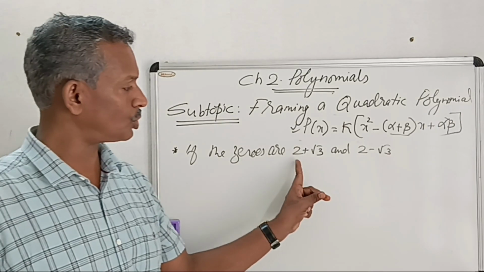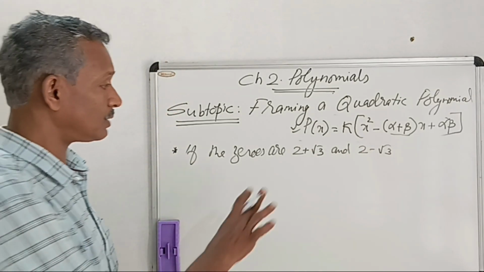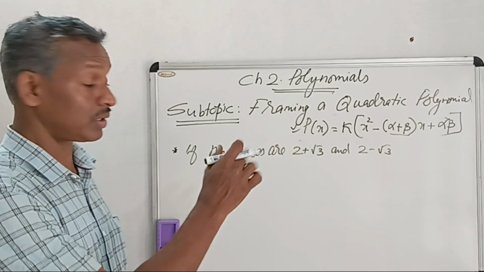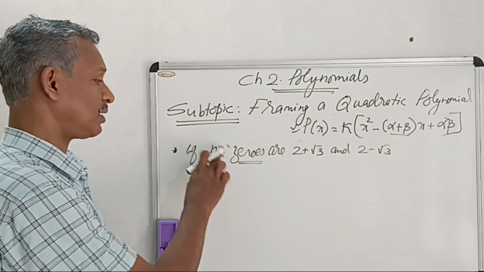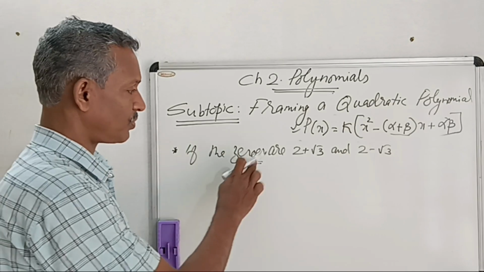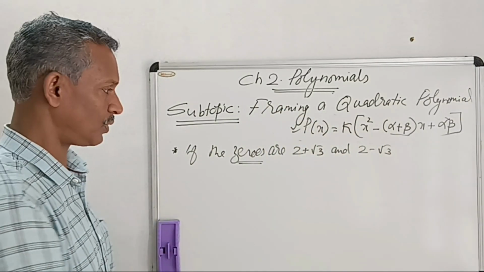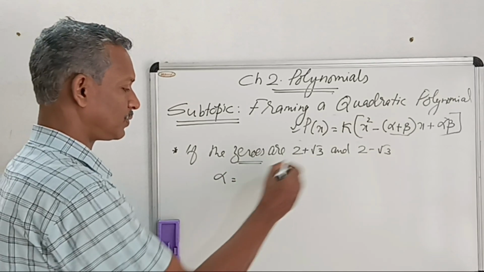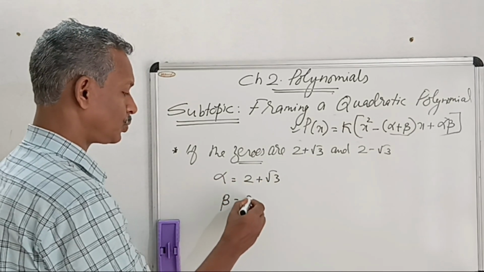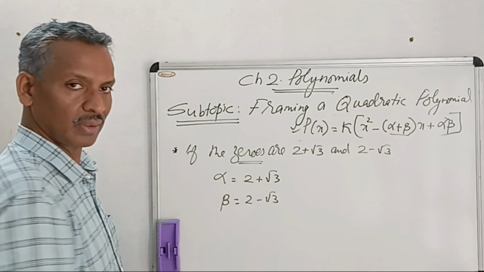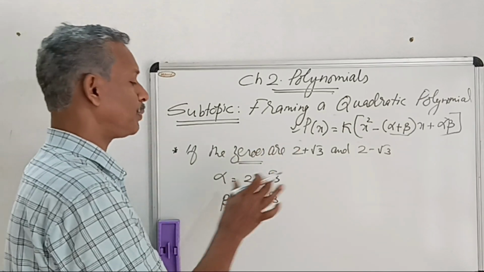If the zeros are 2 plus root 3 and 2 minus root 3, frame a quadratic polynomial. These are not the sum and product. You have to read it carefully. These are the zeros. It is not written anything in front of it like, sum of zeros is this and product of zeros is this. It is simply said these are the zeros. So we have to take this is alpha, the first one is simply alpha, and the second one is beta, it is 2 minus root 3. They are not the sum of zeros, they are not the product of zeros, they are purely zeros.